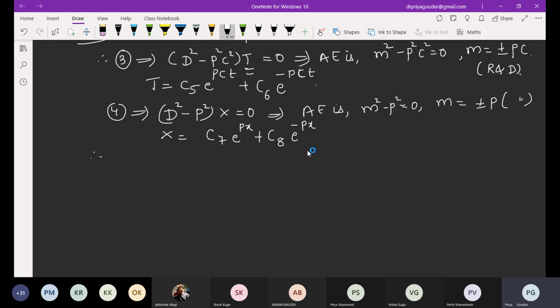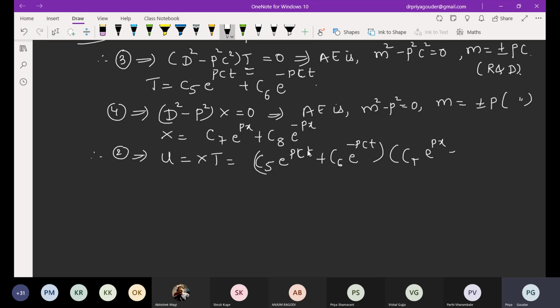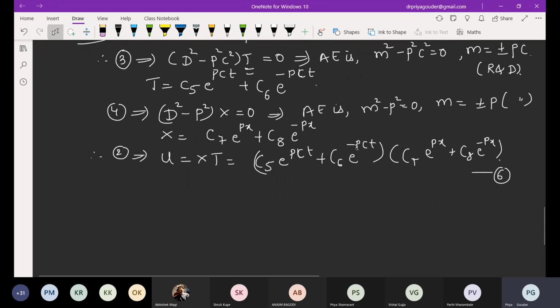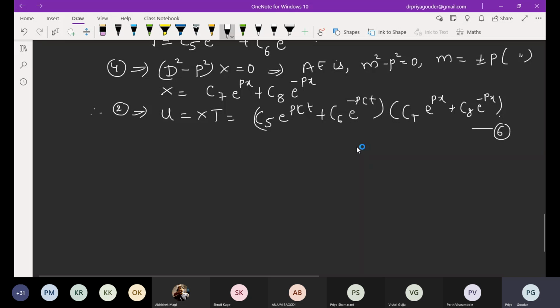Therefore, after getting x and t, what has to be done? Substitute again in equation 2: u equal to xt, which is (C5 e raised to pct plus C6 e raised to minus pct) into (C7 e raised to px plus C8 e raised to minus px). Got it? This is the solution. Call it equation 6. It is easy, only you don't have numeric constants, you have them in terms of letters like P, C. Tell me what is the last case.